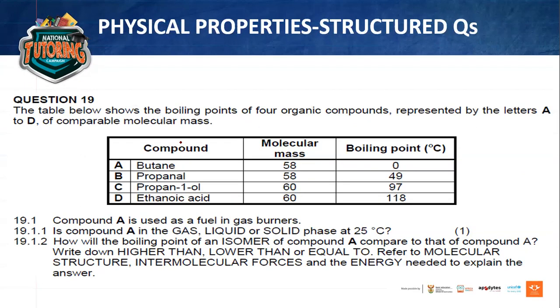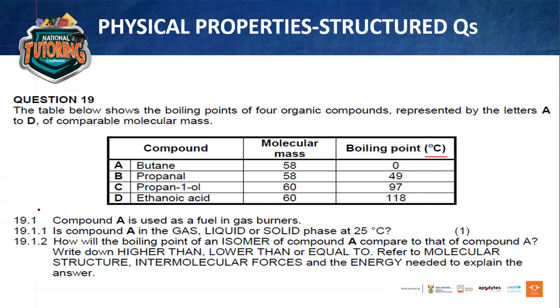Now, I want us to move straight to a question from previous examination papers. And this is a very nice question to deal with because it looks at all aspects in terms of physical properties. Now, it reads as follows. The table below shows the boiling point of 4 organic compounds represented by the letters A to D of comparable molecular mass. So let us look at our table. There's the 4 compounds A to D. It's butane, it's propanol, it's propan-1-ol, it's ethanoic acid. And the molecular mass is also given. And the boiling point of each organic compound has been given, measured in degrees Celsius.